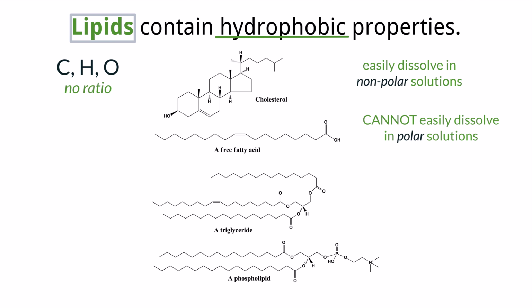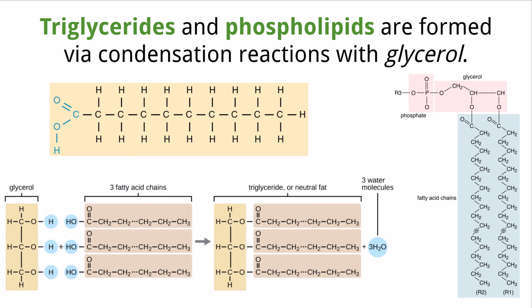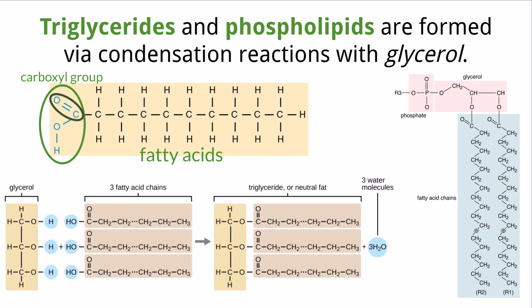Some commonly occurring lipids that you should know are fats, oils, waxes, and steroids. Let's take a look at the structure of lipids in more detail. The main structure of most lipids are called fatty acids. Each fatty acid molecule starts with a carboxyl group, which has a carbon atom that is attached to an oxygen with a double bond, and another oxygen with a single bond that is also attached to a hydrogen, which we call a hydroxyl group. This is often written as COOH.